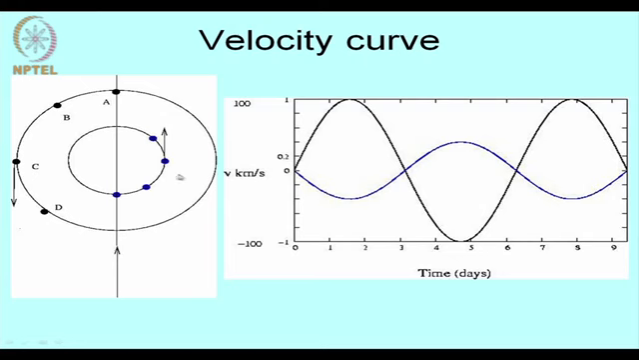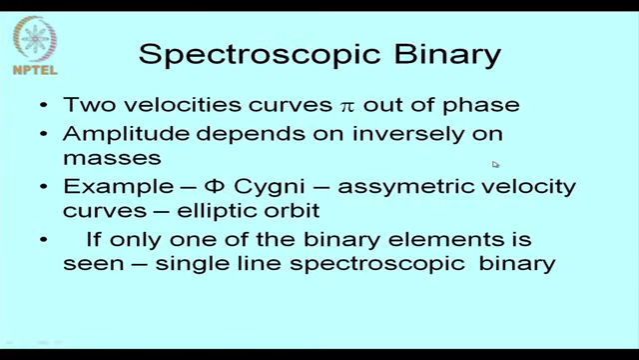and in this particular case you will have exactly sinusoidal behavior with time. The two sinusoidal curves are exactly pi out of phase. So, these are characteristic features of spectroscopic binaries. In a spectroscopic binary, you have two velocity curves. If you can identify two spectral lines from the two different objects, then you will find that they have two different velocity curves which are exactly pi out of phase.